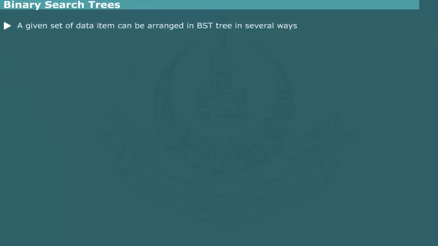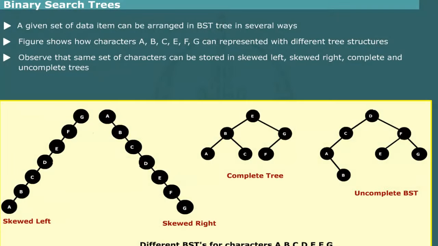We emphasize that a given set of data items can be arranged in a binary search tree in several ways. The figure shows how the set of characters A, B, C, D, E, F, G can be represented in a binary search tree with different tree structures. Notice that two of the structures are skewed to the left or right. In these cases, the binary tree actually degenerates into a linked list. Later on, we shall see that the overall tree structure is determined by the order in which nodes are inserted into the tree.